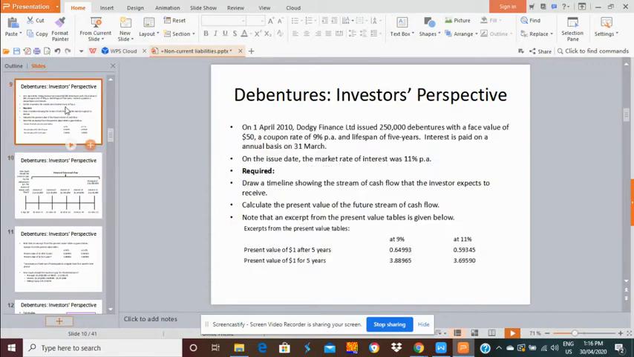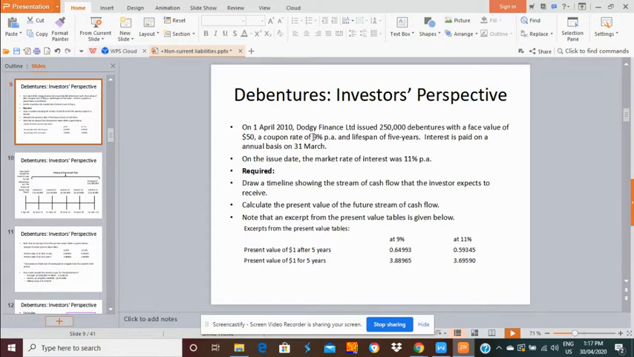For example, 9% market rate and coupon rate 9%, or 11% and 11%. But in our case, it's not that. We have coupon rate 9% and the market rate is 11%. So therefore, the investor will need to think carefully. If the investor puts his money somewhere else in the market, he will get 11%. But if he buys this bond by the Dodgy Finance, he will get only 9%.